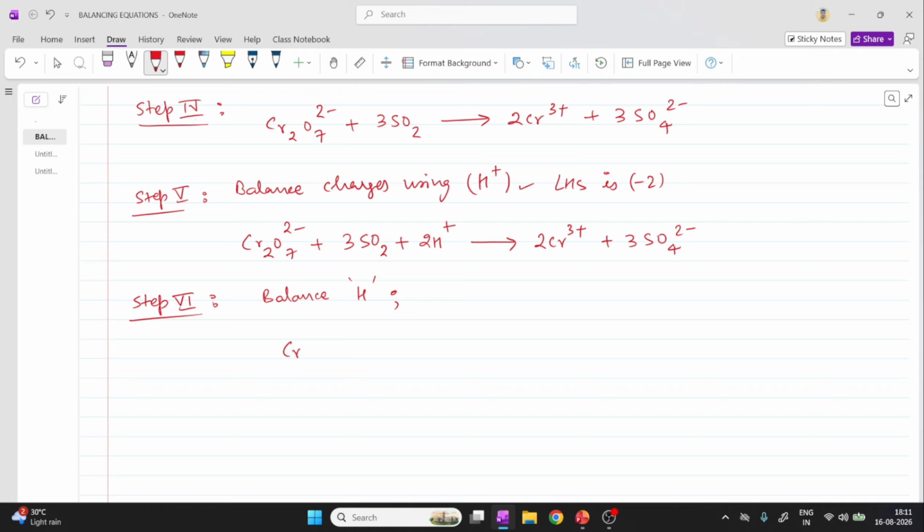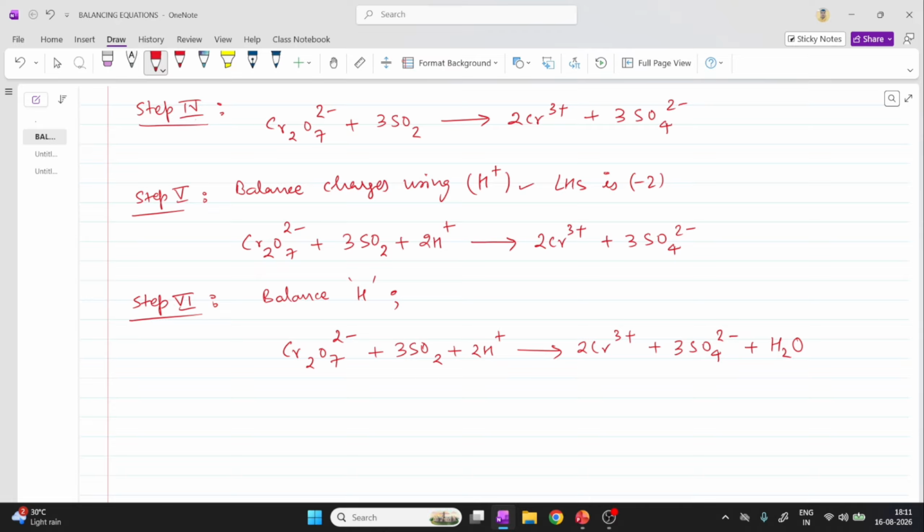So Cr2O7 2 minus plus 3SO2 plus 2H plus, this gives 2Cr3 plus, 3SO4 2 minus and one water molecule. So now hydrogen is balanced.